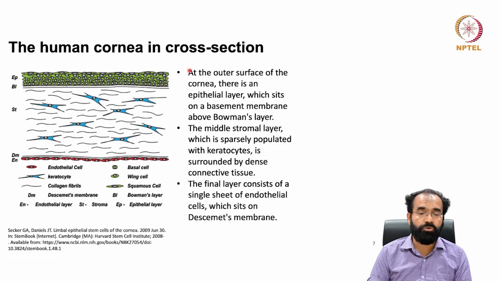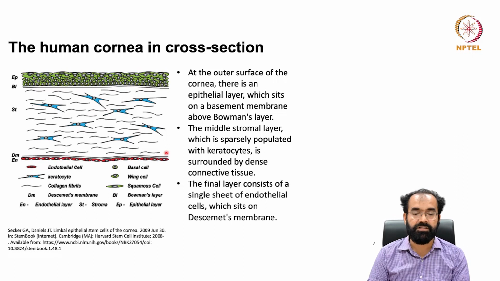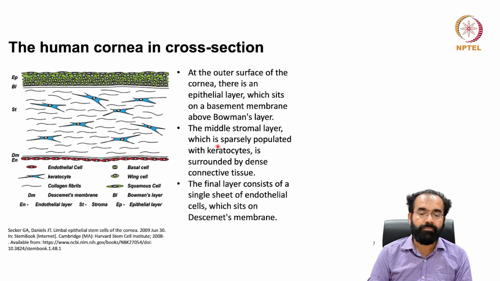So if you see the human cornea in cross section, as you can see in this picture, at the outer surface of the cornea there is an epithelial cell layer which sits on the basement membrane above the Bowman's layer. We will come to this structure. And the middle stromal layer is sparsely populated with keratocytes and surrounded by dense connective tissue. Remember, it is transparent. The final layer consists of a single sheet of endothelial cells which sits on the basement membrane.